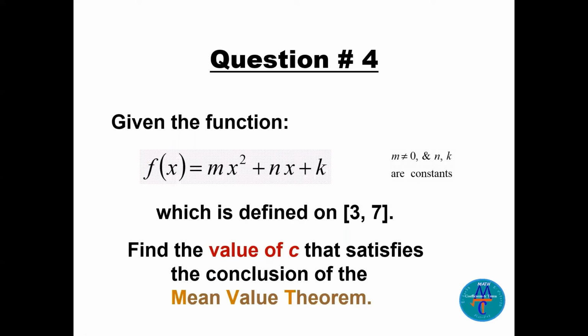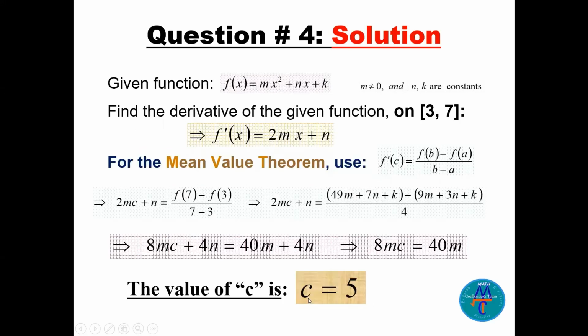Question number 4, given the function f of x is equal to mx squared plus nx plus k. So this is a quadratic function defined on the closed interval 3 to 7. Remember, m cannot be 0. N and k are only constants. Let's find the value of C that will satisfy the conclusion of the mean value theorem.